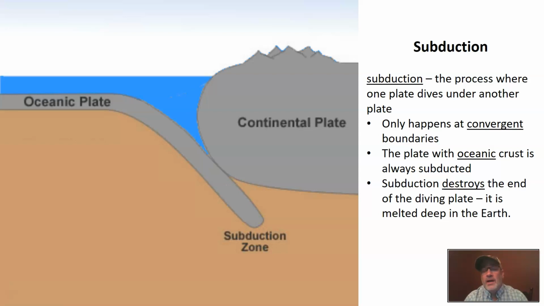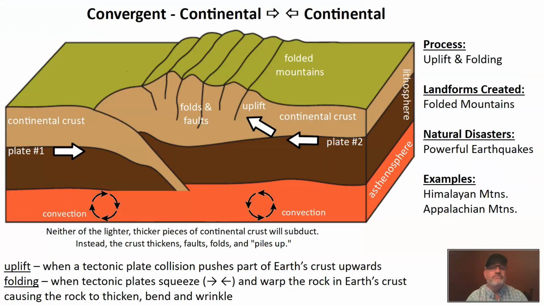Well, sometimes we don't have a piece of oceanic crust on top of a plate. We may have a continental plate colliding with another continental plate. So really, this gives us a much different result than one plate diving under another. So let's take a look.